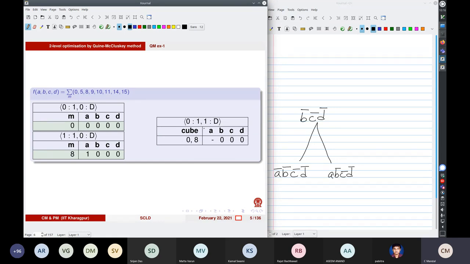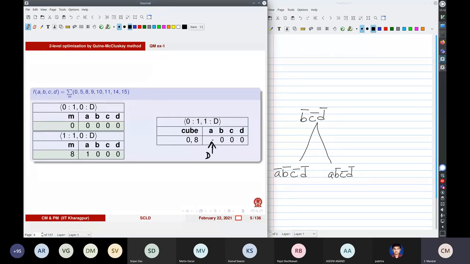And over here, as you can see, the number of ones is 0, and you have got one don't care term. This is a don't care.